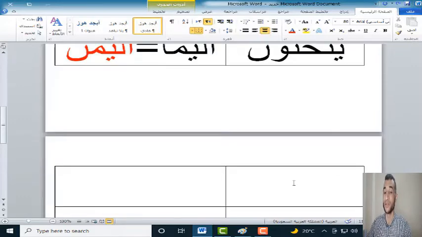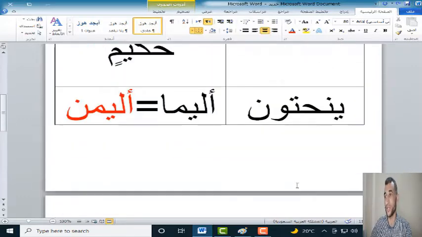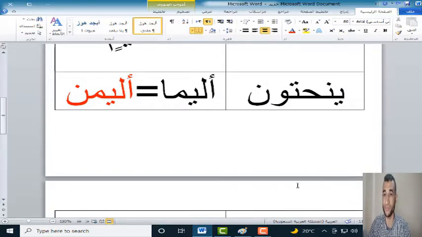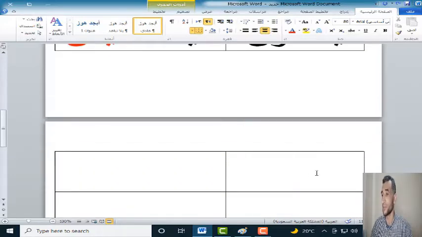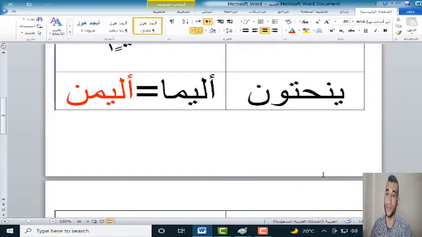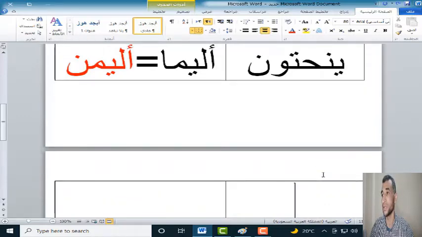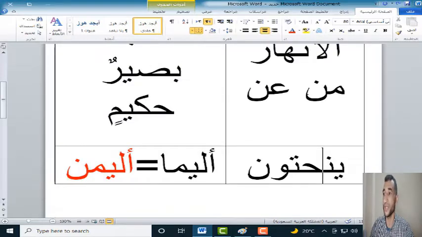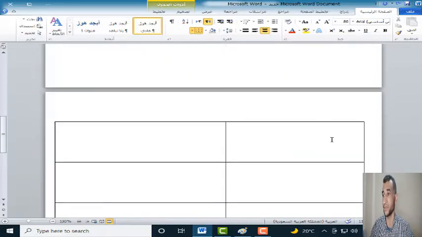The fourth difference is that you can find the consonant Nun in the middle of the word and at the end of the word, but the Nun of the Tanween cannot be found except at the end of the word. Here you can find a word containing the consonant Nun in the middle like yanhitun, or at the end of the word like min. Okay, here.